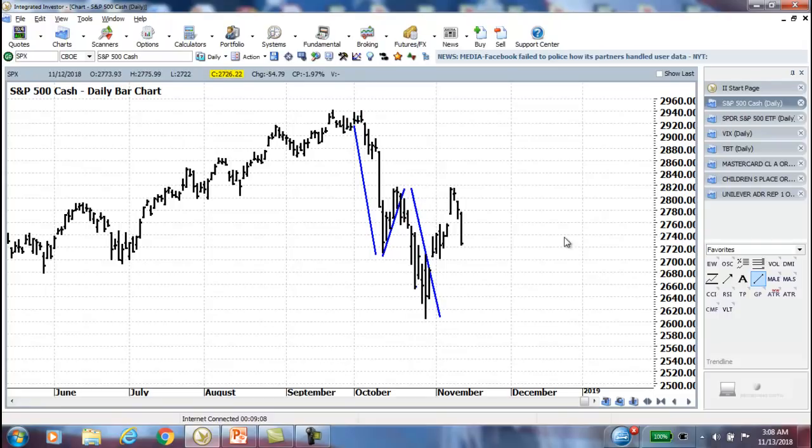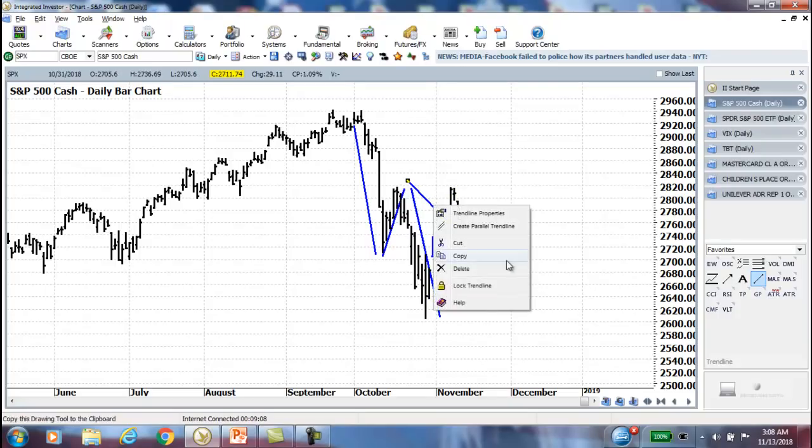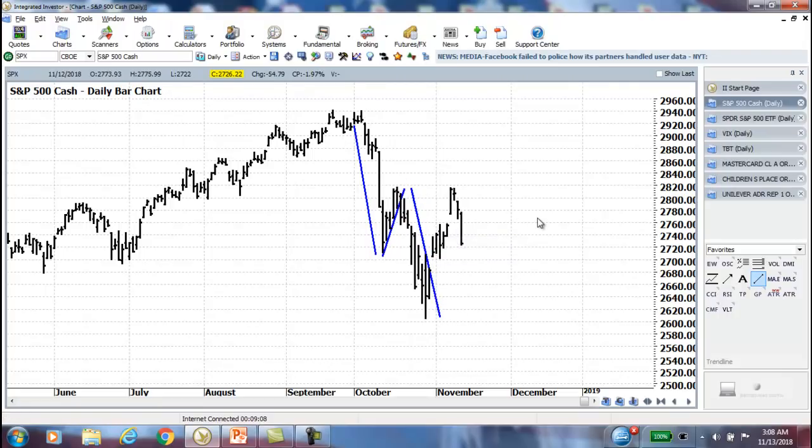Then last week we were talking about whether or not we were getting a triangle that was kind of a not well-formed triangle, but the potential for a triangle right in this area. And clearly the market has broken out and moved without completing much of a symmetrical triangle there. So we're going to focus on the directional part.